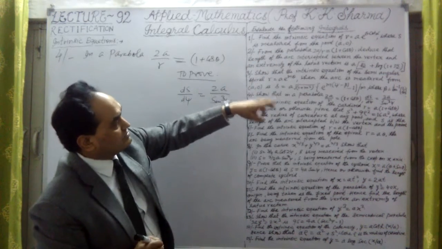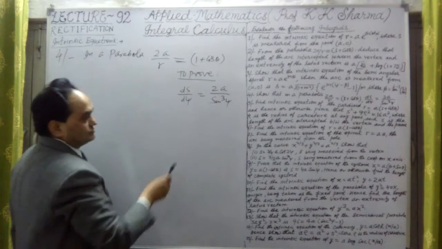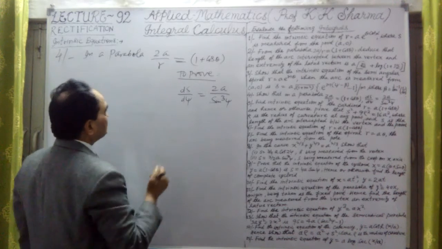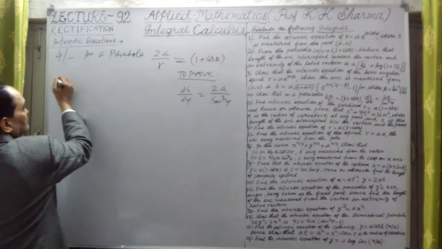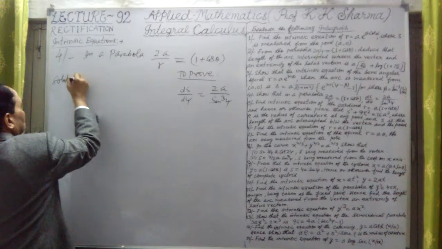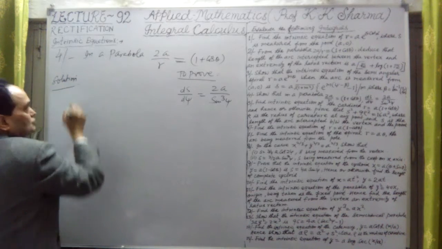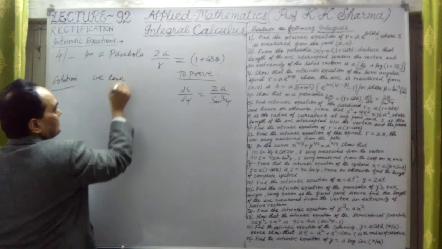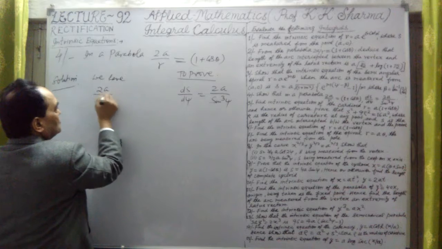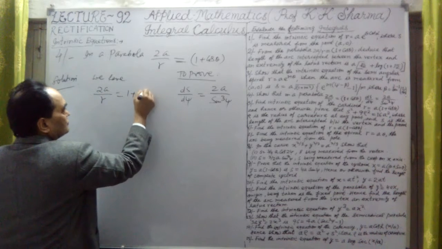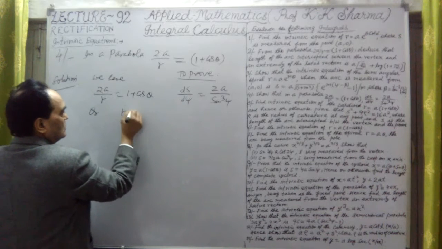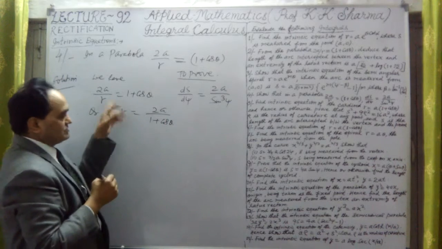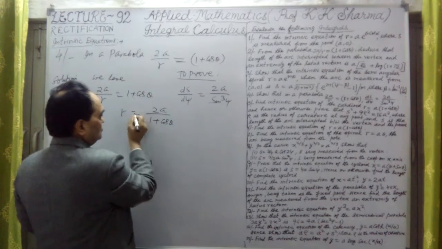It was having that result, but this is a part of it, because we had proved ds upon d psi was equal to 2a upon sine cube psi. Let me take the solution of this parabola. So 2a upon r is equal to 1 plus cos theta, or r is equal to 2a upon 1 plus cos theta. Simple, we have taken r to this side.